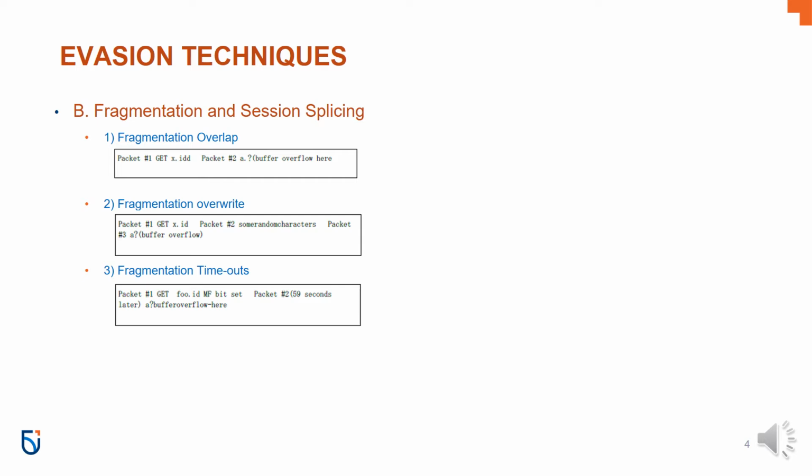Fragmentation overlap is an evasion technique that works by having one fragment overwriting data from another. Fragmentation overwrite is similar to overlap, except that the destination system completely overwrites one fragment with another. And the third one is fragmentation timeouts, which take advantage of the fact that network devices maintain a limit on how long fragments are stored in memory. All three examples of fragmentation are shown in the figures above.